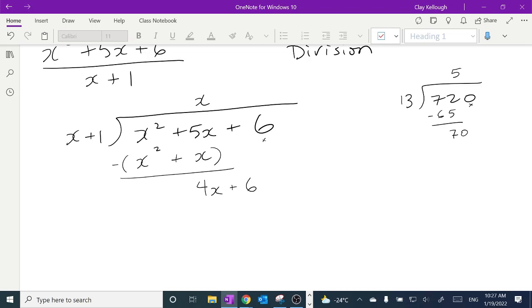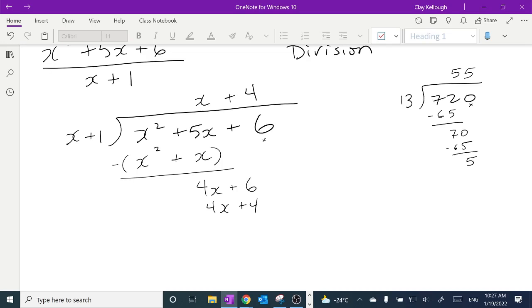I repeat the process till I'm out of things to divide by, right? In this case, it's only one more step. How many 13s go into 70? 5 of them. How many x plus 1s go into 4x plus 6? 4 of them. And repeat the process. 5 13s was 65. 4 x plus 1s is 4x plus 4. I subtracted this.